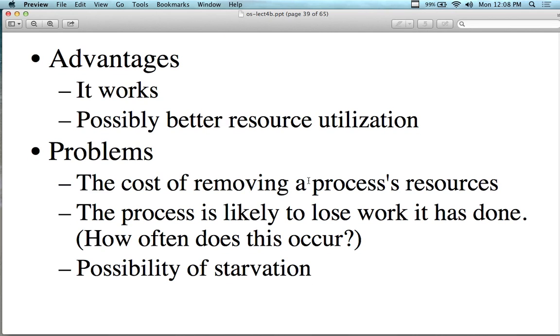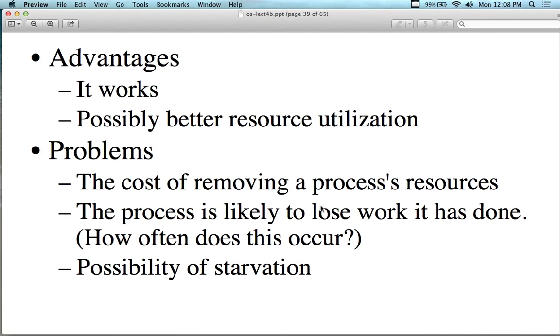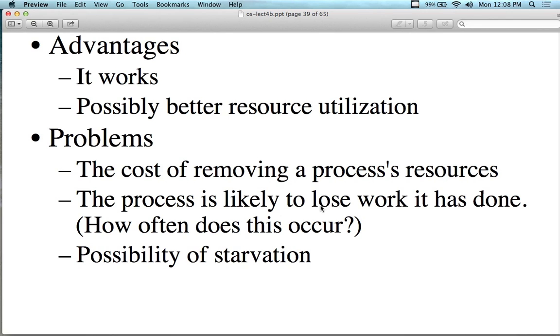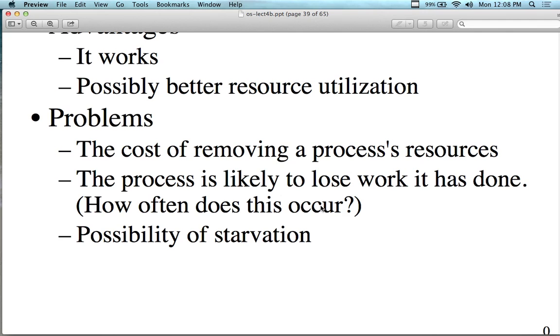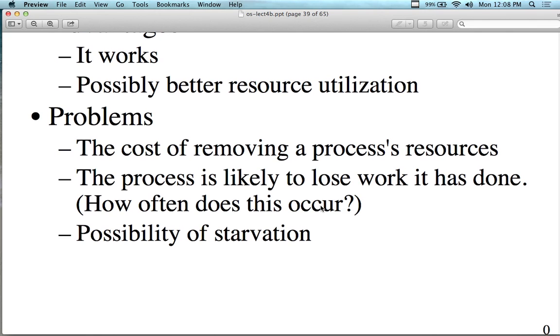Also, you have too much overhead, buffered information and other things to save about the resource. And the process is likely to lose work that it has done. How often does this occur? A lot. You get half done. Oh, do it again. It happens when you're copying from disk to disk. Sometimes the copy works, sometimes it doesn't. It depends on how often you back stuff up, and then you end up just having to start over again. Tape drives cause that problem a lot.